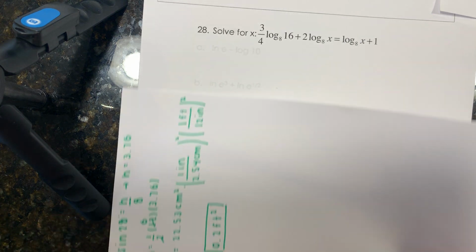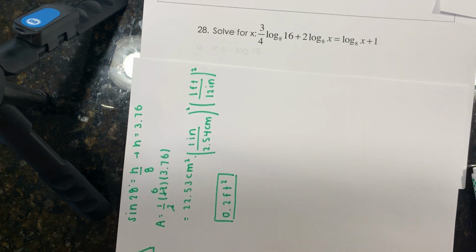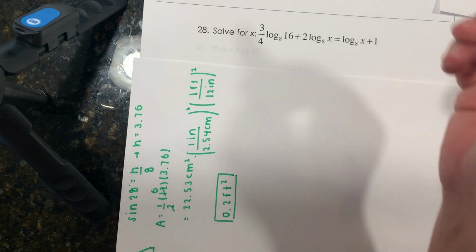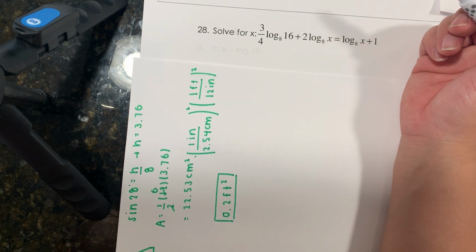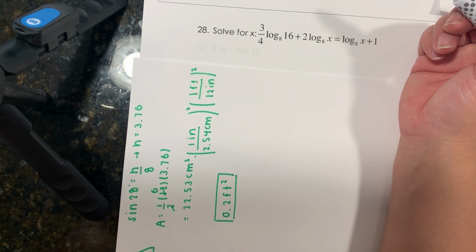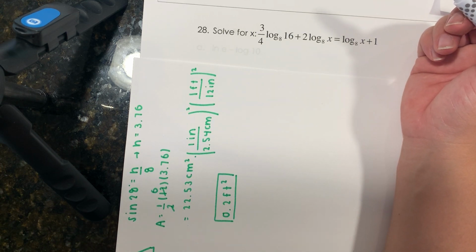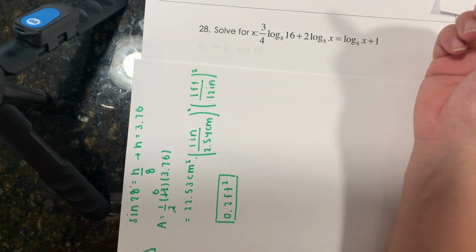Now for 28, I recognize that there's a number outside my logarithm. So those are going to become the exponents. And then it has that +1 on the outside, which is not attached to the logarithm. So I'm actually going to end up moving that over to the left-hand side.